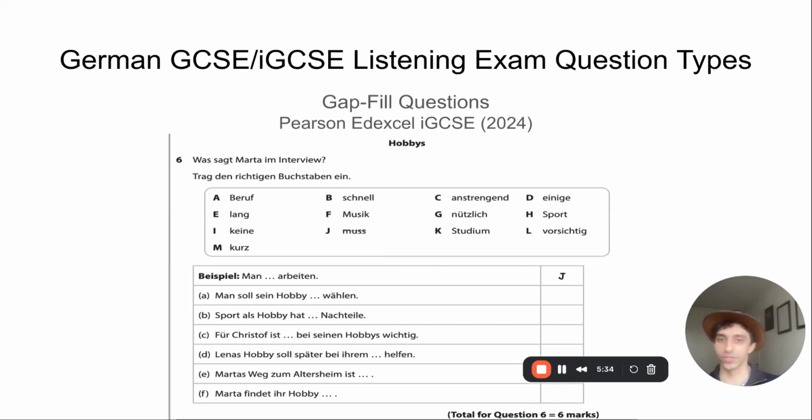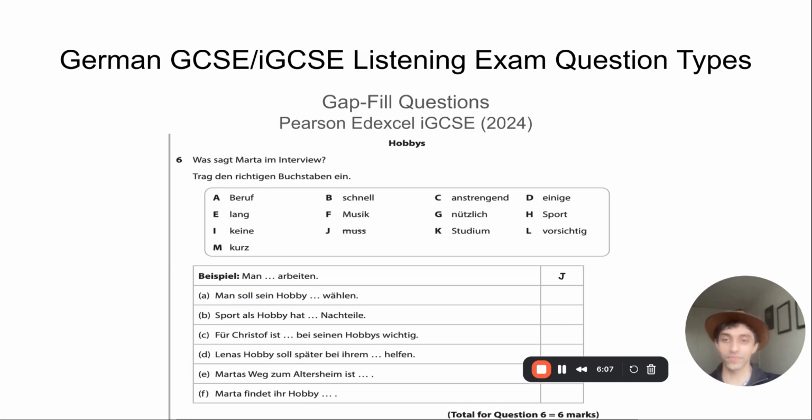So it is important to take your time and read over everything, as long as you're not running out of time in the actual test. But once you've done all of that, I would go to the grammar first to help you identify which words fit into which gaps. If we look at 6b here, as an example, it says Sport als Hobby hat something Nachteile, meaning sport as a hobby has something disadvantages. And we obviously have to fill in that gap.